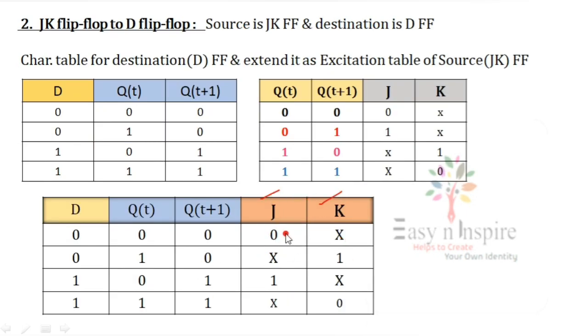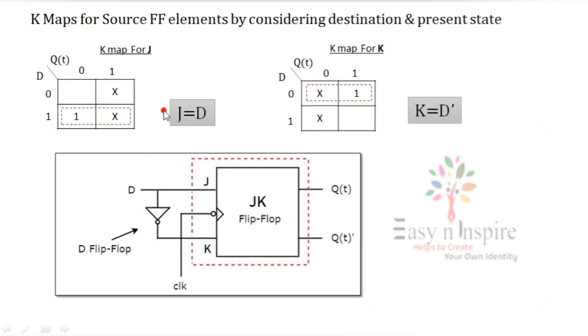So see, don't consider 0. We need only 1 and x. X means either 0 or 1. So consider D and Q of t. I have drawn K maps for these two, and this is the possible combination. No need to consider x because this is a don't care condition. Here J equals D. Again here K equals D bar.